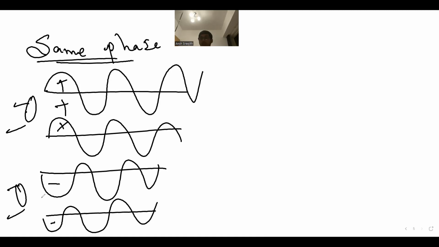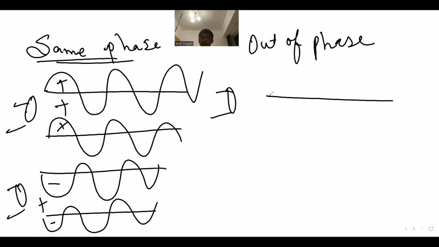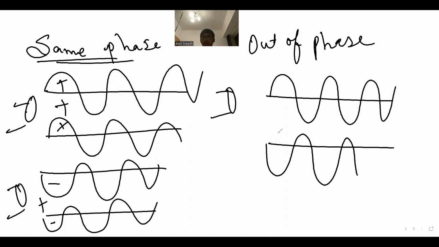If we are doing superposition, the opposite of same phase is what? Out of phase. Out of phase means what? Suppose this is a source, this is the crest, and another is your trough. Clear? That is known as what? Out of phase. Any doubt? No. Very good.